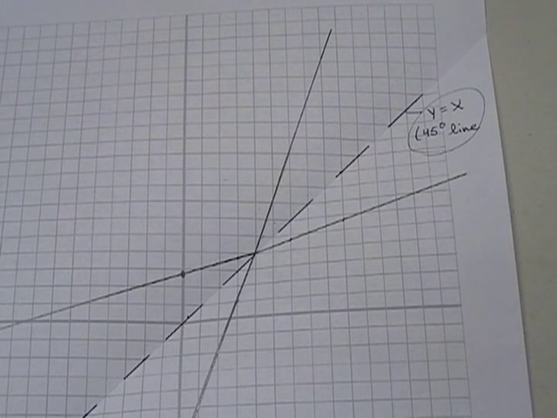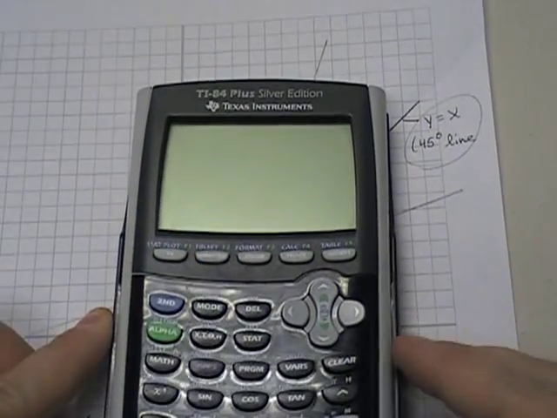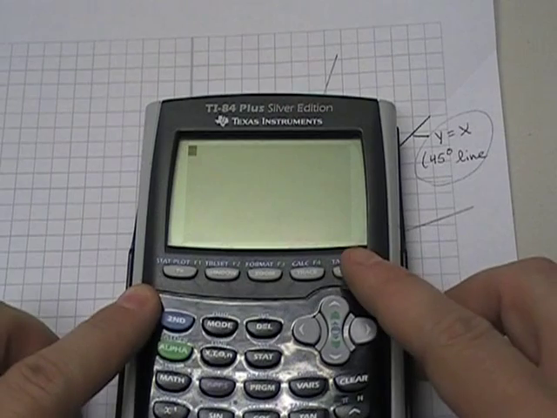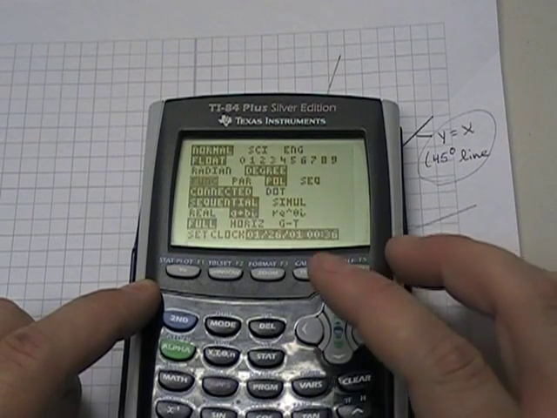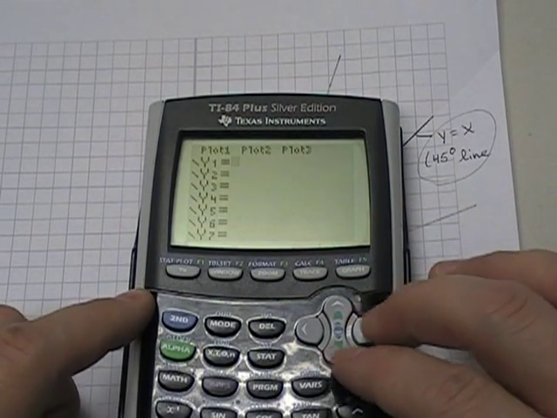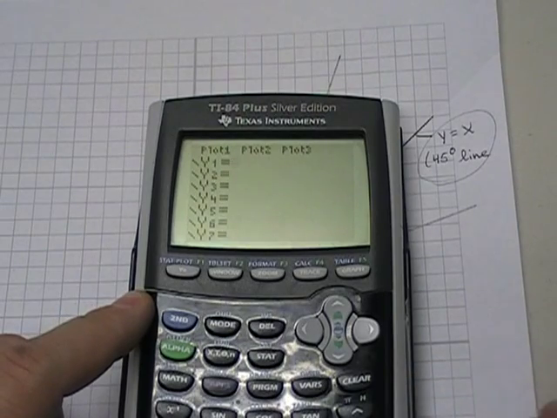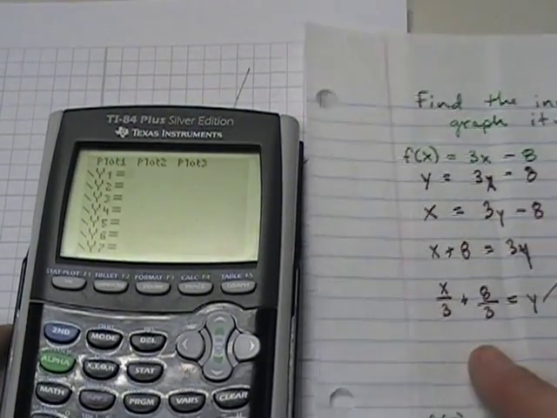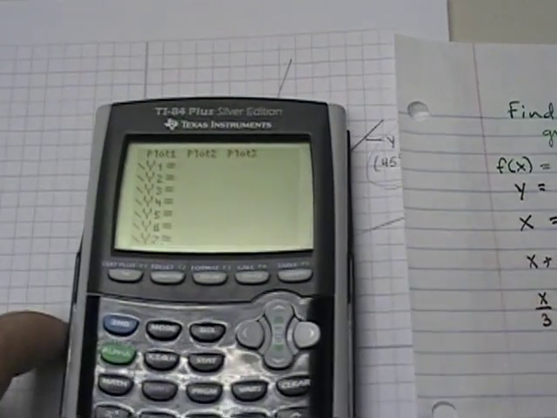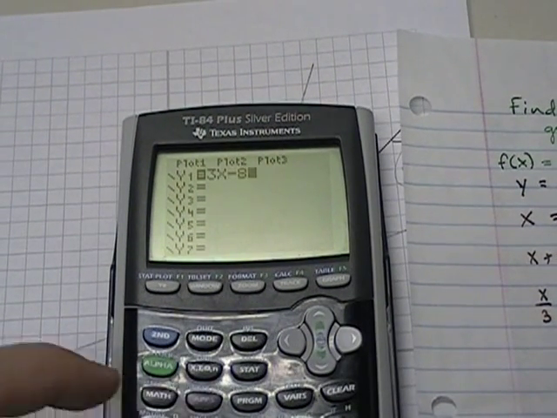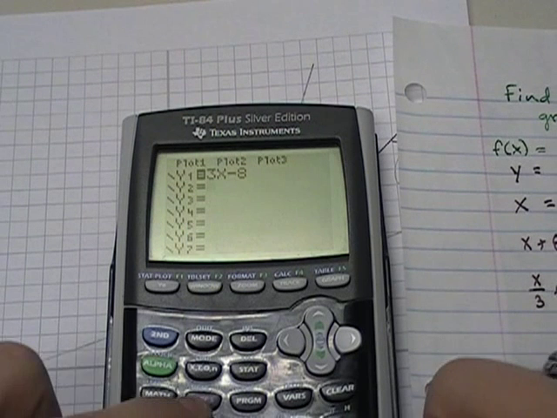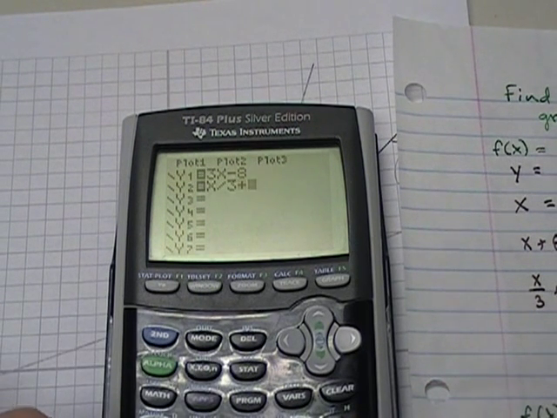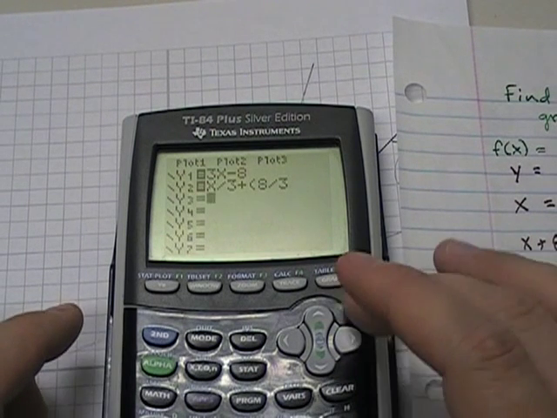And you say, well, what about my TI-84 or my HP-49 or my Casio, whatever type of graphing calculator you've got? Well, I've got my TI-84 handy. And I'm in the wrong mode here, of course. And I go to y equals, and I say, okay, I want to graph my two lines. Let's remember what our equations were. Our original line was y equals 3x minus 8. So y equals 3x minus 8. And my second line was y equals x over 3 plus 8 over 3.